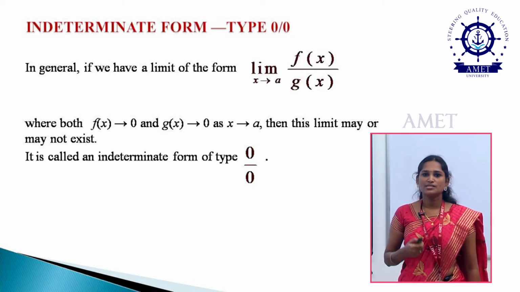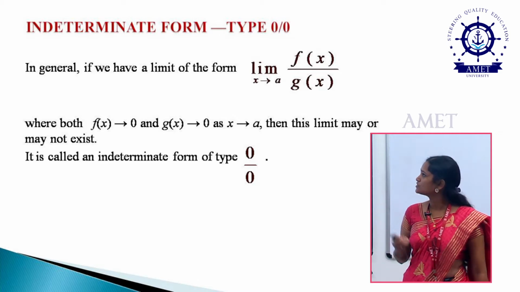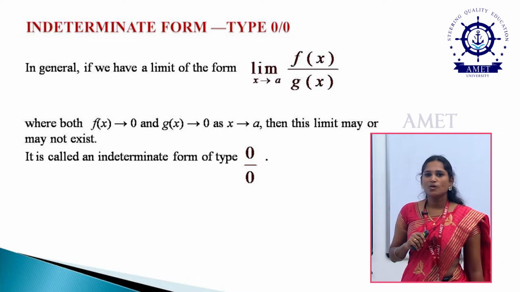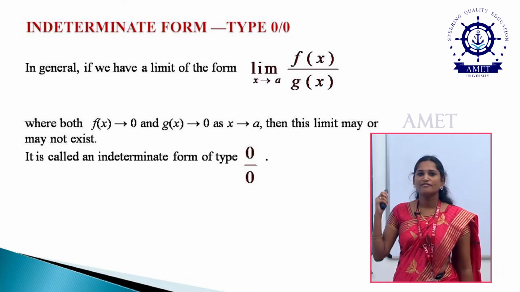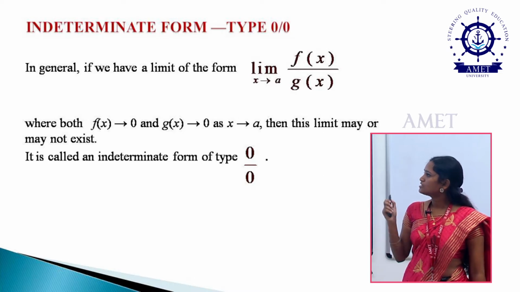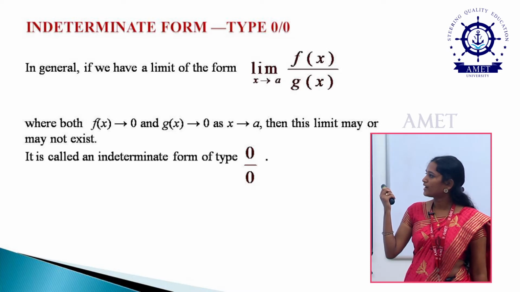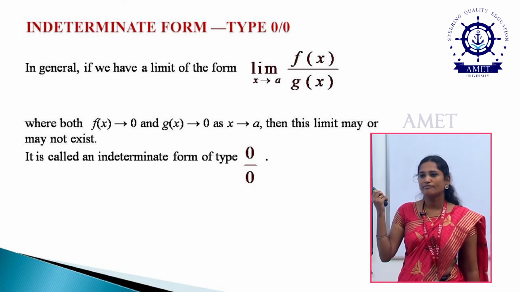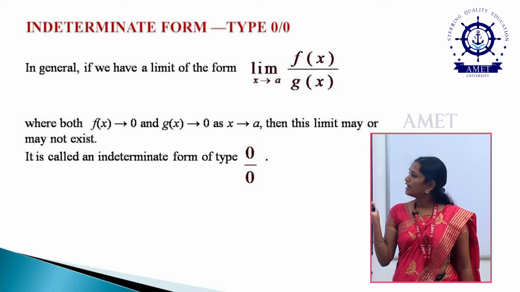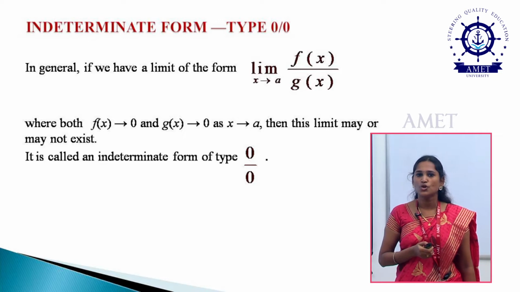Now we will discuss the first type of indeterminate form, the 0 by 0 form. 0 by 0 has the general form: limit as x tends to a of f of x divided by g of x. Suppose I substitute the limit value x equals a in the numerator and the denominator. After substitution, the numerator f of x gives 0 and the denominator also gives 0, so it is the 0 by 0 form.